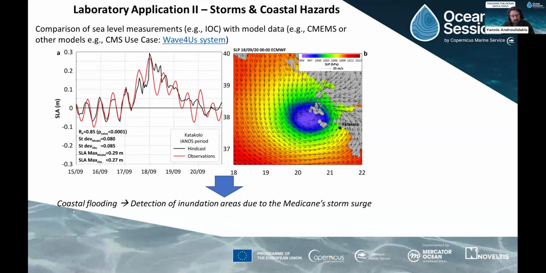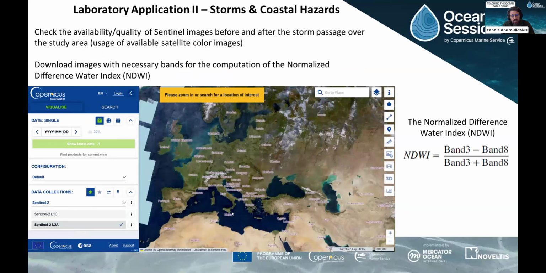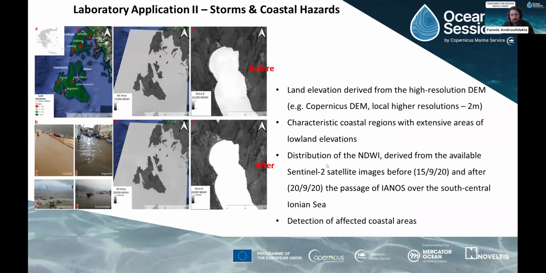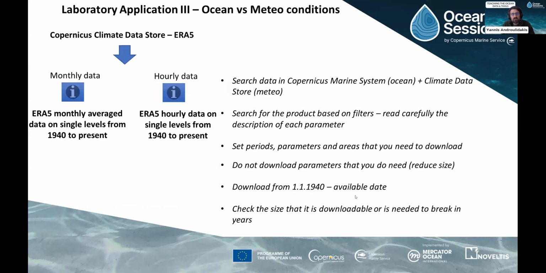And finally, the goal is to detect the inundation areas during the storm's surge. And so they also use ocean color data from the Copernicus browser. You can see here an example where they compute this index, which is very useful to detect areas on the coast that have probably been flooded during a strong event like the one that I presented before. The white areas are the areas that, before and after the storm, were probably flooded during this storm.